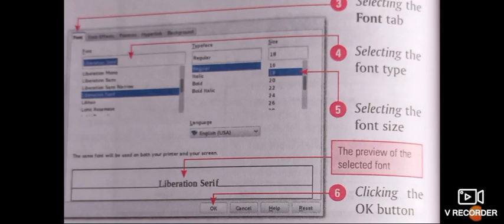Now select the desired font type, as shown here marked with step 4, from the font list box. After that, select the desired font size from the size list box, as marked with step 5. Now select the type also as regular, italic, bold, or bold italic, and after that click on the OK button to apply the specified format to your text.